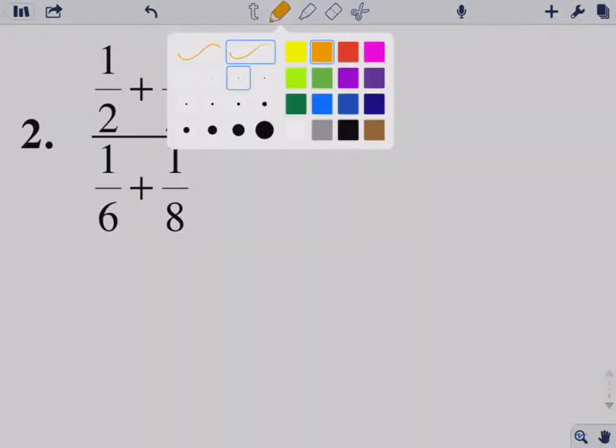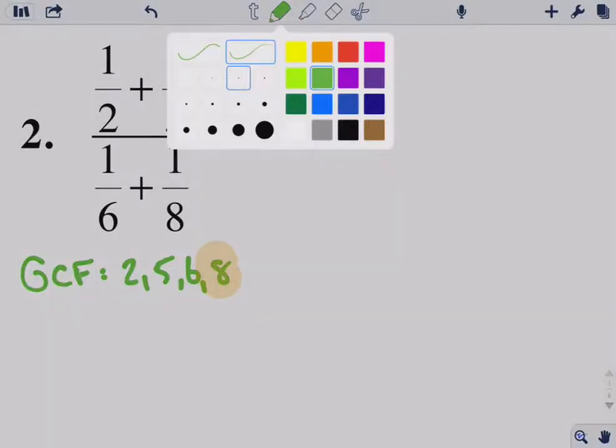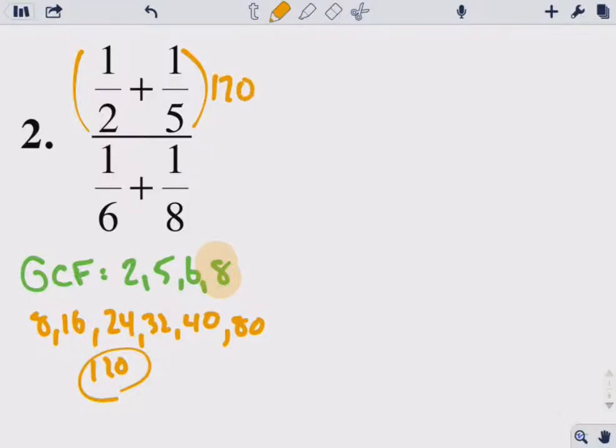Looking at 2, again, we want to find a GCF. In this case, it's 2, 5, 6, and 8. So I take the largest one, 8, and I start doing multiples until I find one that they all go into. Okay, 40, 2, 5, and 8 go into 40, but that doesn't work. 6 doesn't go into it. Let's try 80. 2, 5, and 8 go into it. 6 doesn't go into 80. However, 120 does. So we do 120.